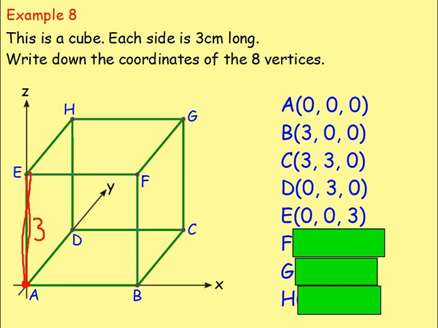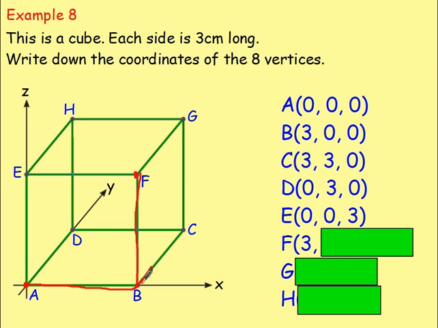Woo! Point F. How do we get to the origin to point F? Well, for point F, again, you want to think how far along would you have to go? How far back would you have to go? And then how far up or down would you have to go? So going along, how far along are we going? Good, it's going to be 3 units because each side of the cube is 3 centimeters.